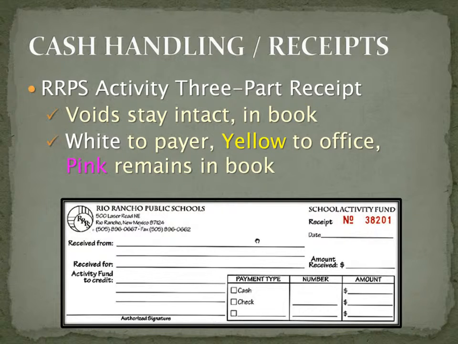Then the third copy, pink, is retained by the person, teacher, or sponsor issuing the receipt and must remain in the book. All receipts, including the voided receipts, must be submitted to the secretary or bookkeeper or cashier in numerical order. Any missing receipts must be accounted for.